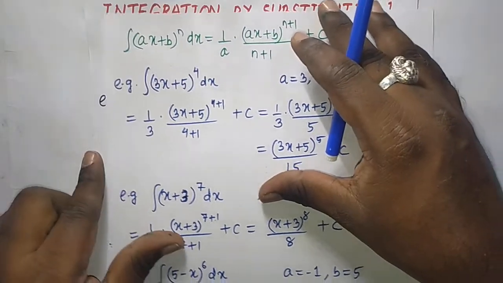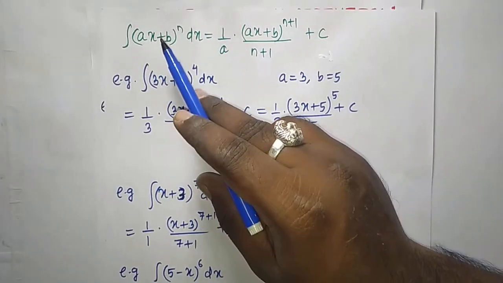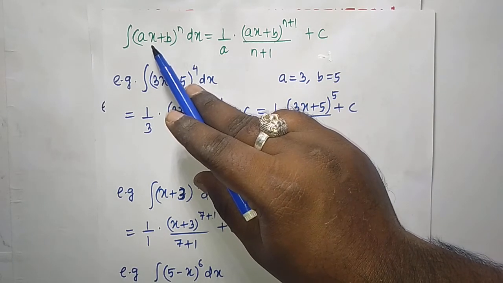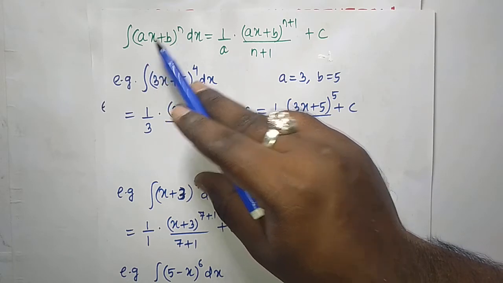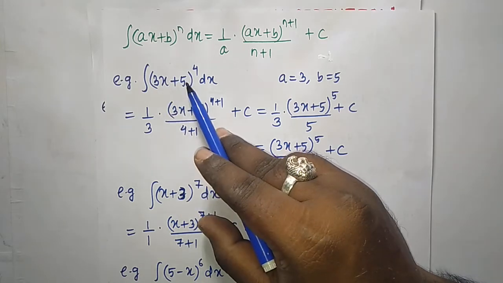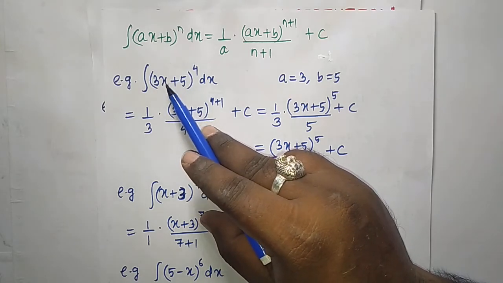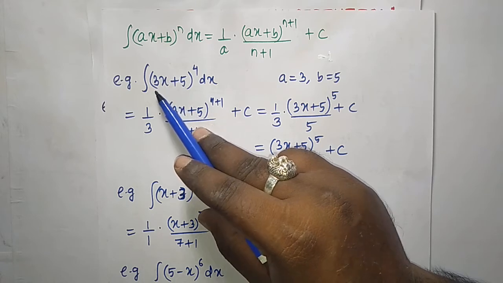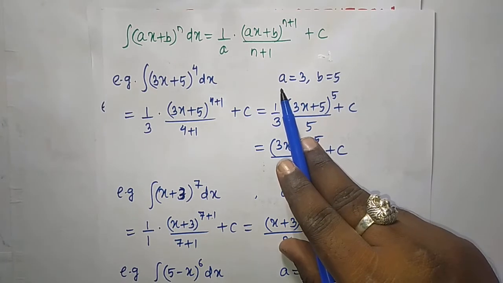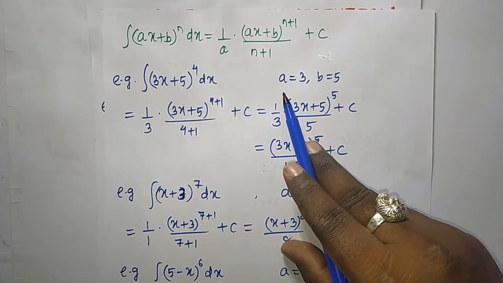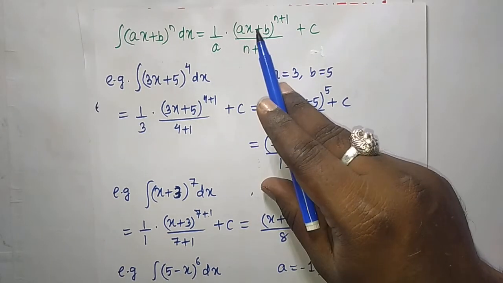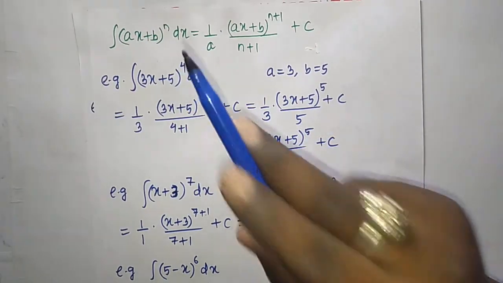Okay, here see, in this formula, a is the coefficient of x, and b is a constant. Okay, here 3x plus 5 is there. Okay, so the coefficient of x is 3, that means the value of a is equal to 3, and the value of b is equal to 5, and n is 4. Okay, here in place of n, 4 is there, so n is 4.